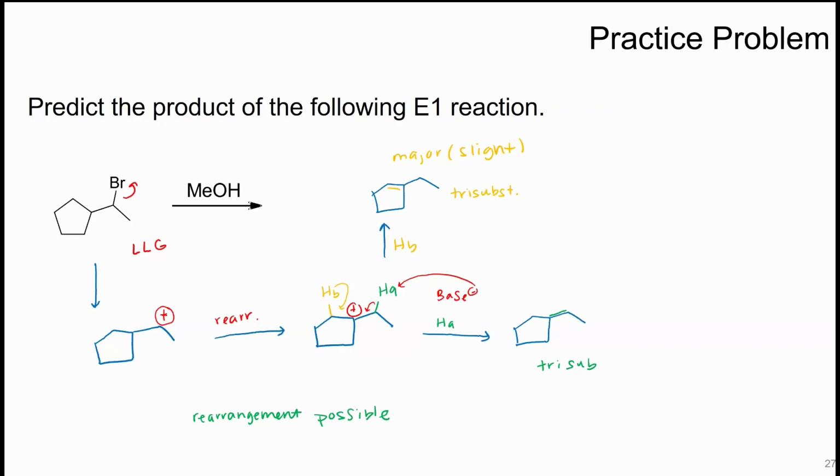That is the gist of the E1 mechanism. There is a lot less to worry about with E1 than there is with E2. Again, it just goes to the carbocation, so you have to remember that a rearrangement is possible, and you can have the elimination that will form the most substituted alkene or the most stable one.